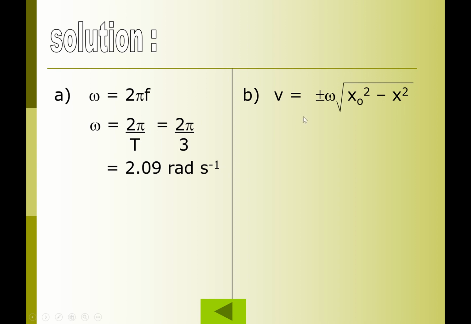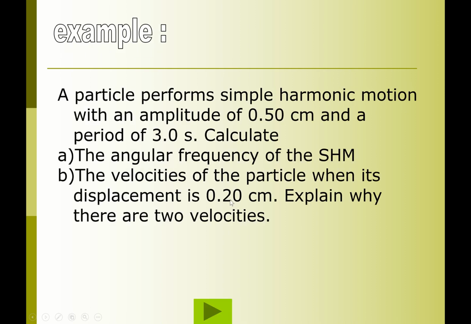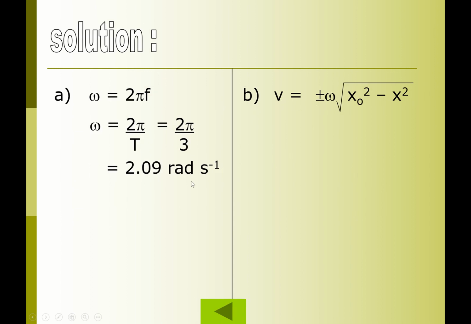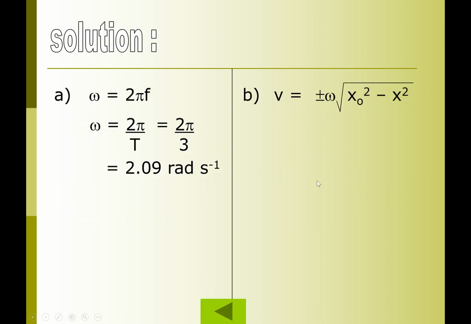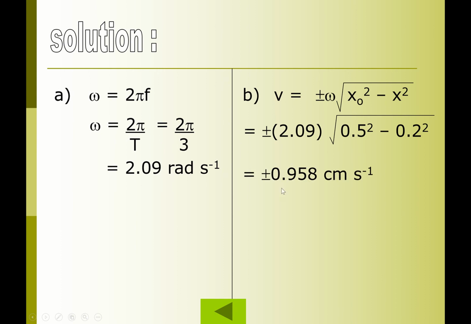To find the velocity, we use the equation we just derived, which is v equals plus or minus omega times the square root of x naught squared minus x squared. The displacement is 0.20 centimeter, and the angular frequency is 2.09 radian per second. The amplitude x naught is 0.50 centimeter. Now we substitute all the values, and we get velocity plus or minus 0.958 centimeter per second.